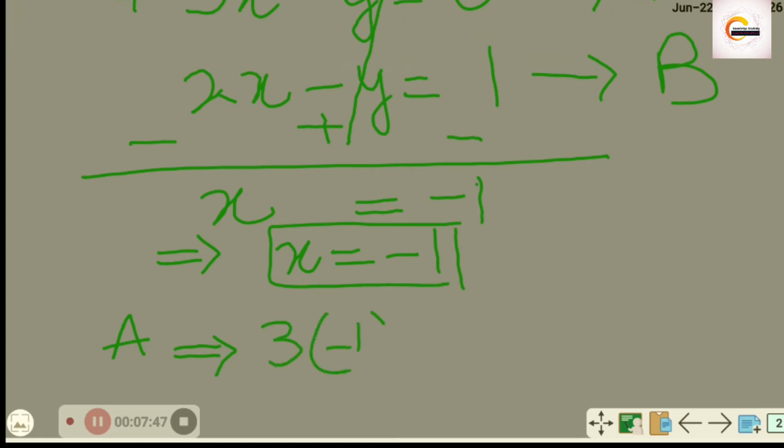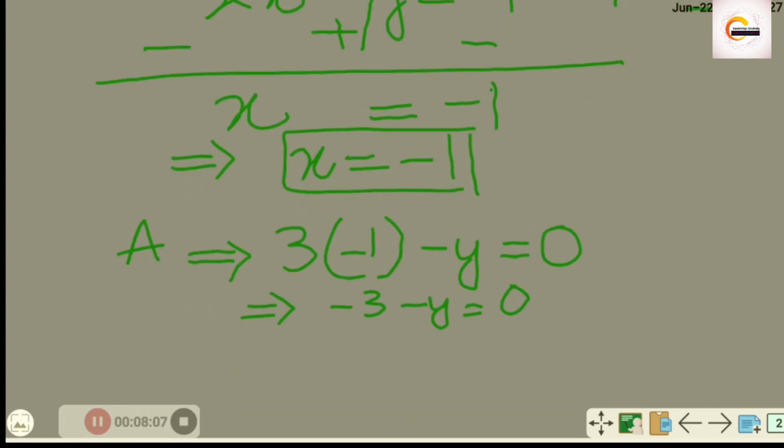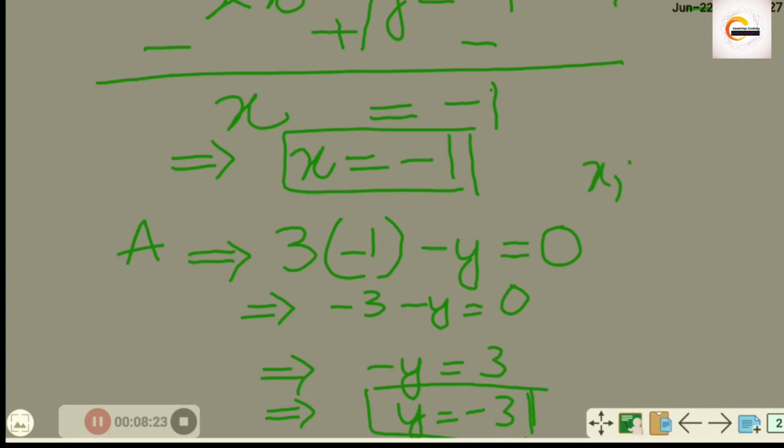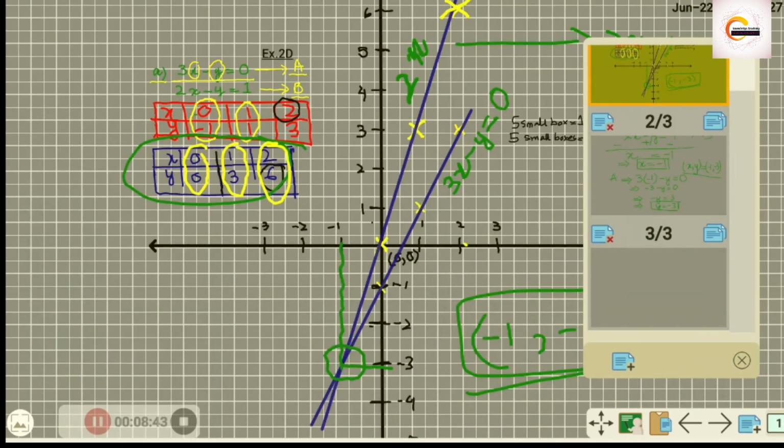-3 - y = 0. If it goes on the other side, -y = 3, which means y = -3. And so the value of (x, y), that is the point of intersection, is (-1, -3). So this is verified. Then the intersection point that we found from our graph is right.